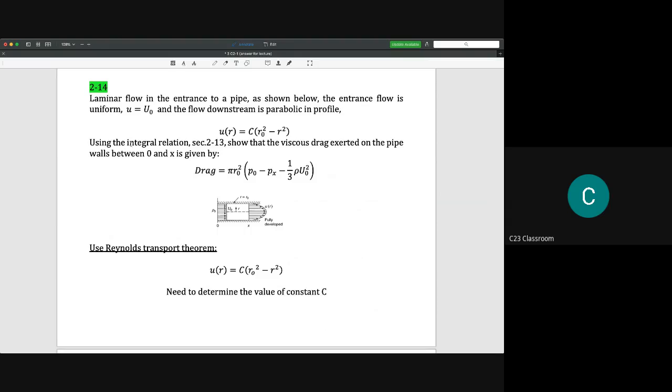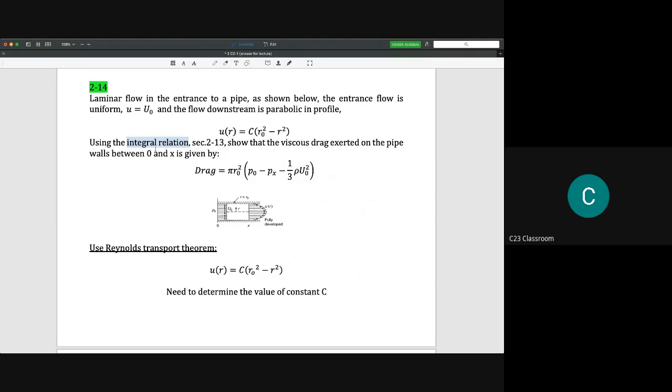So using the integral relation, another word for integral relation here is the integral form. Okay, you may have these notes from my website too. Because we have differential form and we have integral form. So show that the viscous drag exerted on the pipe wall between 0 and x is given by the drag force equal to pi R naught squared, (p naught minus p x minus 1/3 rho U naught squared).